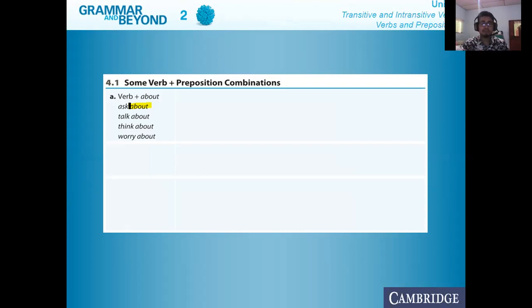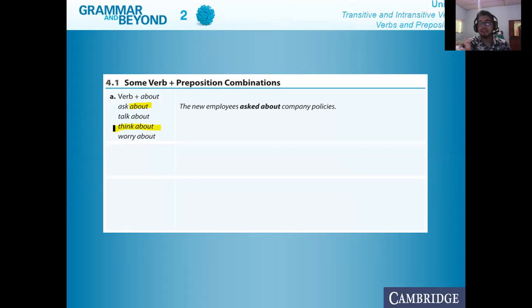That, in this case, is going to be the preposition. Ask about, talk about, think about, and worry about. The one that you have probably heard me use the most is think about. I always tell you, I want you to think about this. Think about this situation and tell me what you come up with, etc.